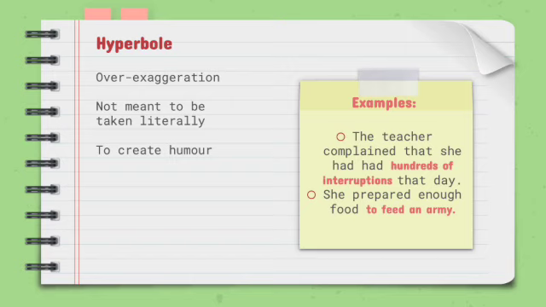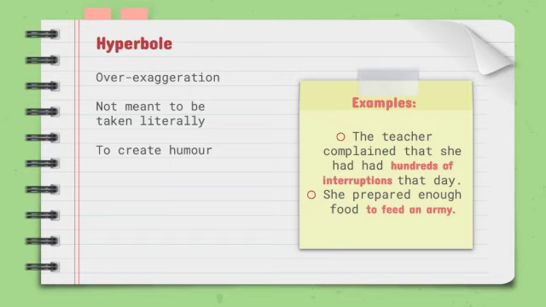A hyperbole is an over-exaggeration that is not meant to be taken literally. It aims to create humor or to emphasize a point. Let's look at the examples. The teacher complained that she had had hundreds of interruptions that day. This does not necessarily mean that the teacher has had 100 interruptions in her day. Not quite literally, but it does mean that she has had many interruptions in her day. This is used to give a dramatic effect to emphasize how many interruptions she has had.